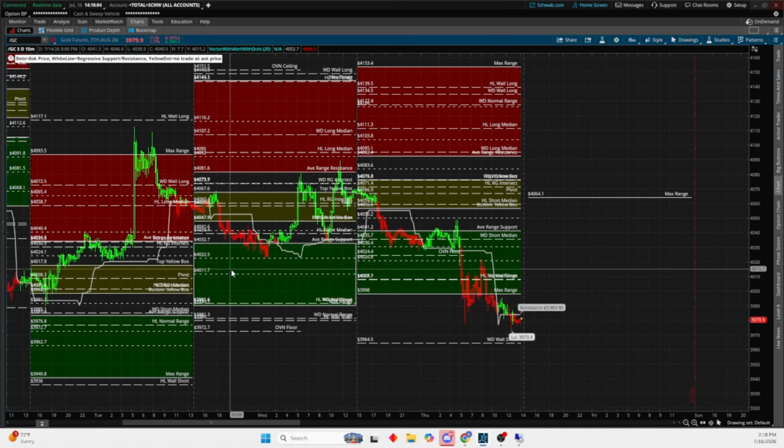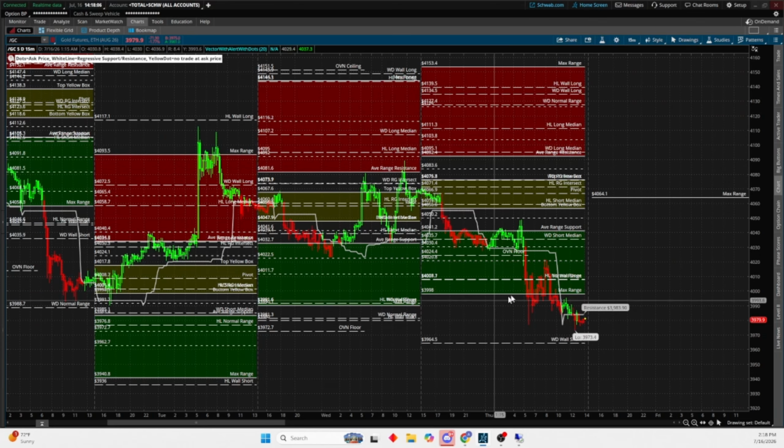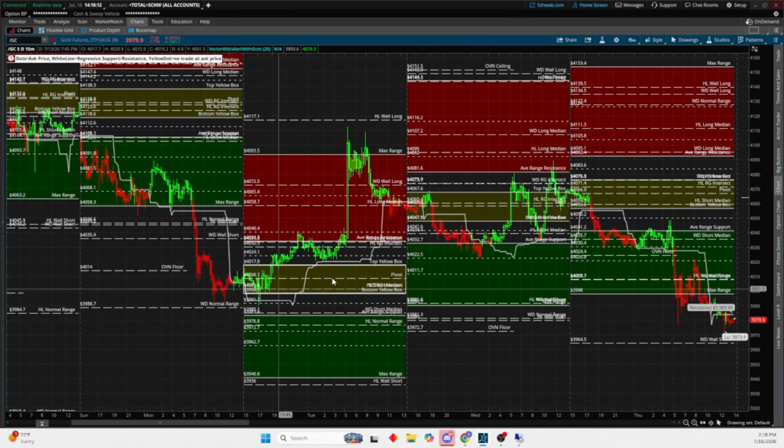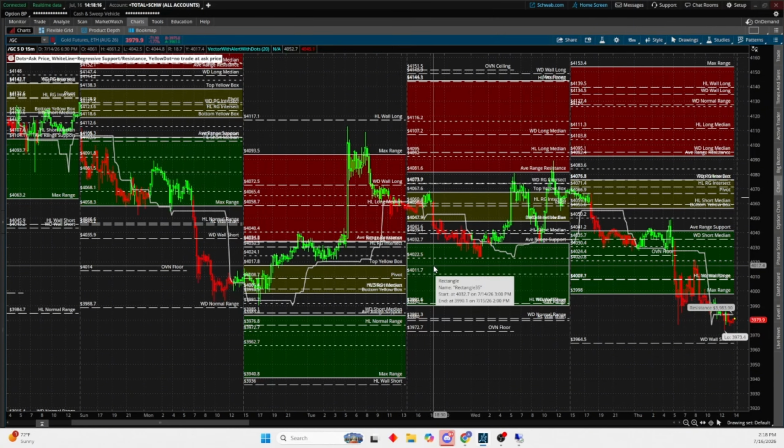You can use it as levels for confluence, whether it's these white dashed lines, average range you want to take reversals off of, max range reversals off of, rejections off top or bottom yellow box for continuation if you have a daily bias, or you want to play the breakout of the yellow box. There's different ways you can use it.